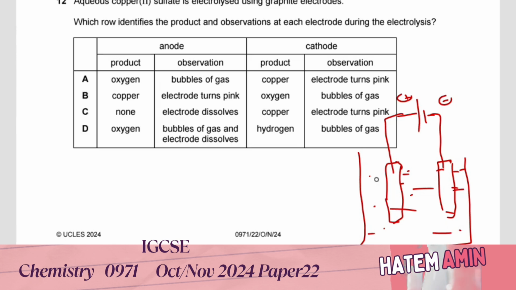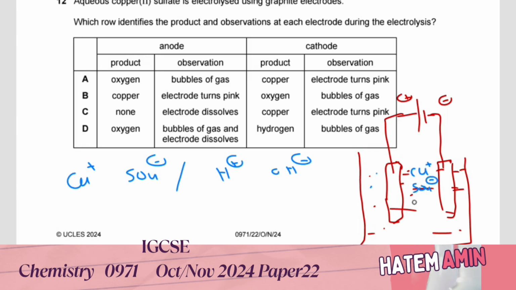Okay, as it's an aqueous solution, it is composed of water, and in this water we dissolve copper sulfate. What do we have in an aqueous solution of copper sulfate? Copper sulfate gives Cu positive and SO4 negative, and it also has H from water, which is positive, and OH, which is negative. So in the aqueous solution we have Cu positive, SO4 negative, H positive, and OH which is negative.